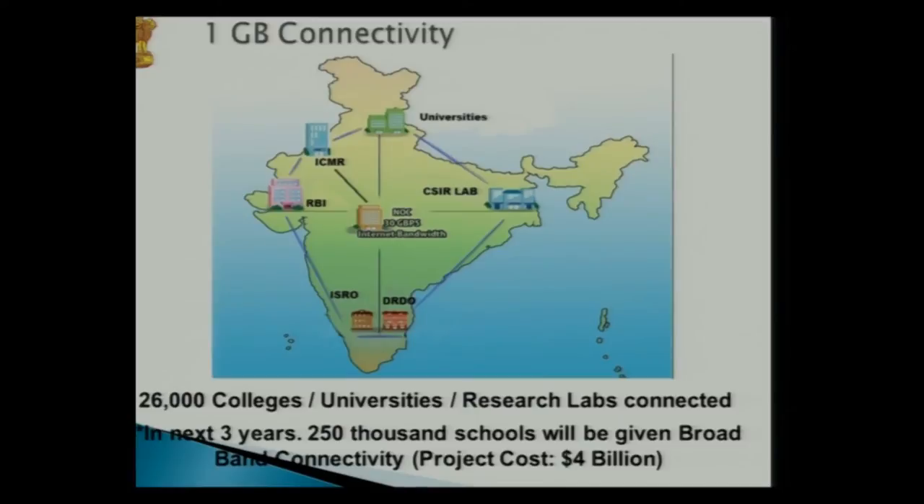And it was said that if there's good usage by a particular university or college, we'll upgrade the connectivity also. This whole network has been given, as I said, point-to-point connectivity of 1 Gbps and an internet bandwidth of 40 Gbps.